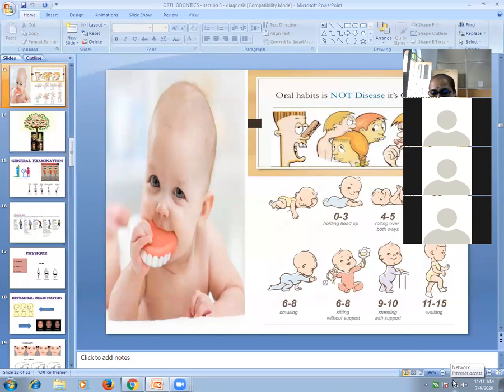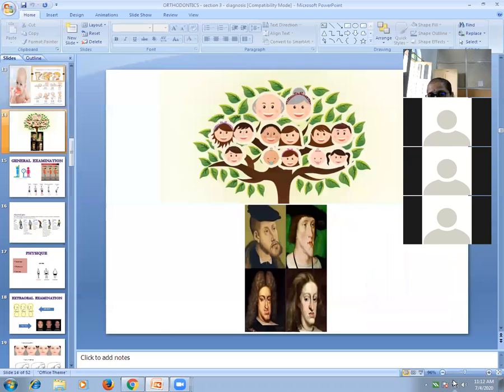So the milestones. If growth milestones are normal, you can expect normal growth further. Family history. Why is family history important? As we all know, we inherit some characters from our families. That means shape of head, shape of face, your color of skin, and everything. So you will inherit this from parents.